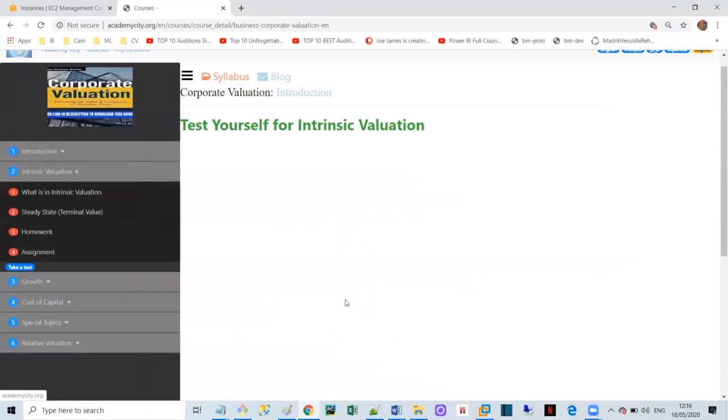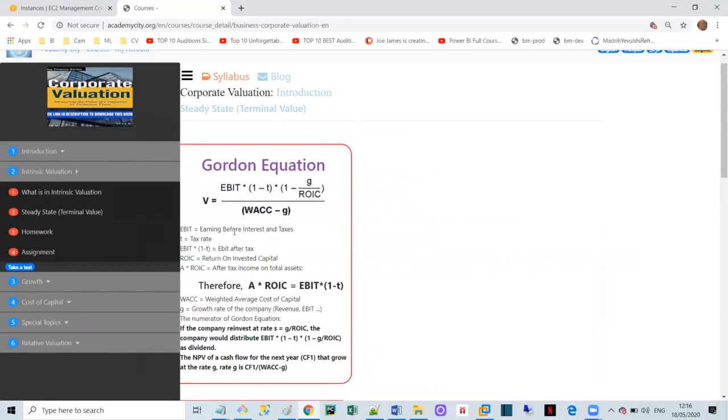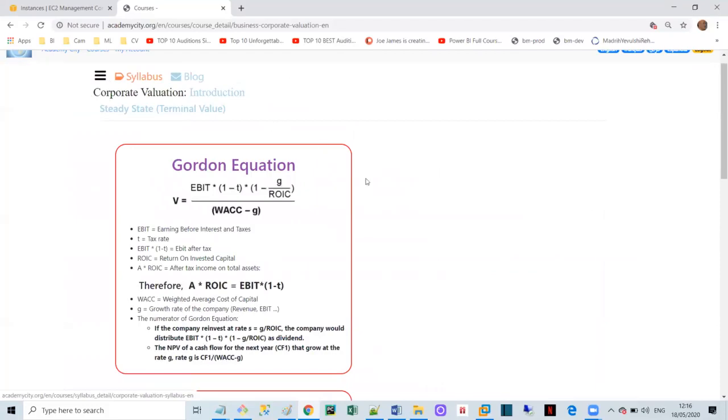Don't worry, by the end of today it will be clearer, and after the homework it will be even clearer, and we will go over it at least a couple more times. Because we'll calculate the terminal value using this equation, and then we'll review it again.